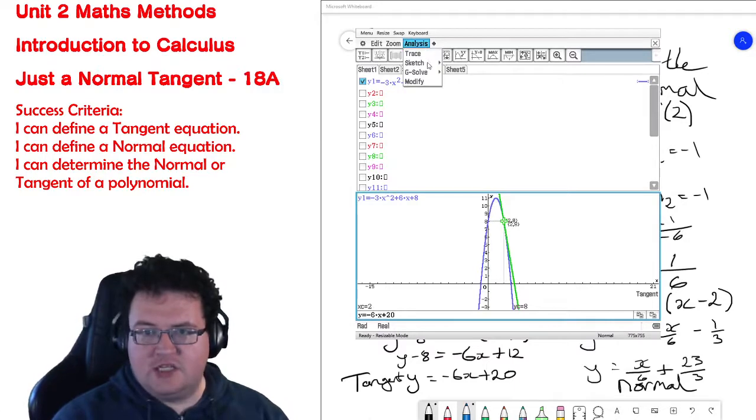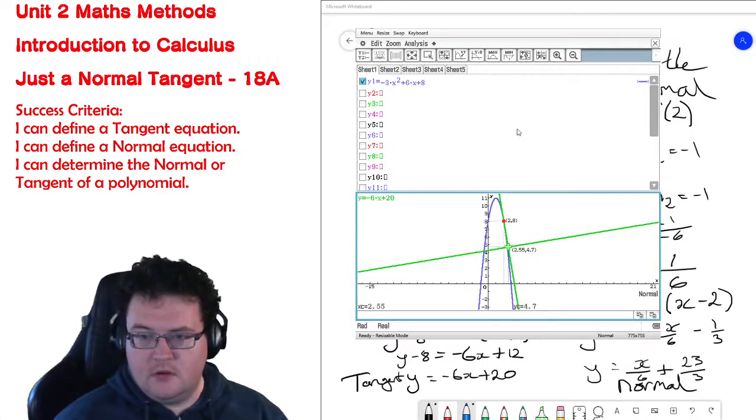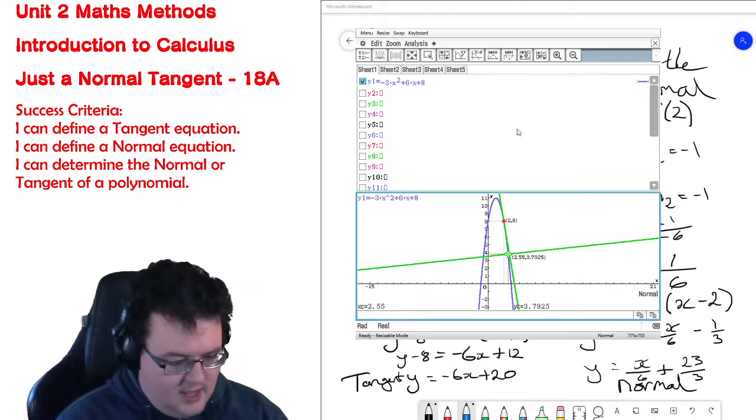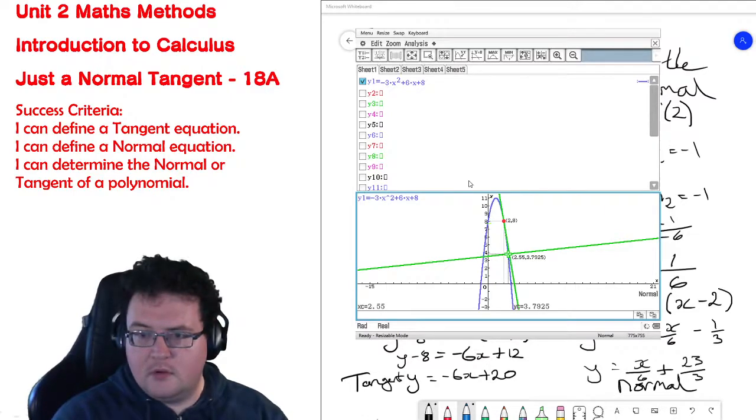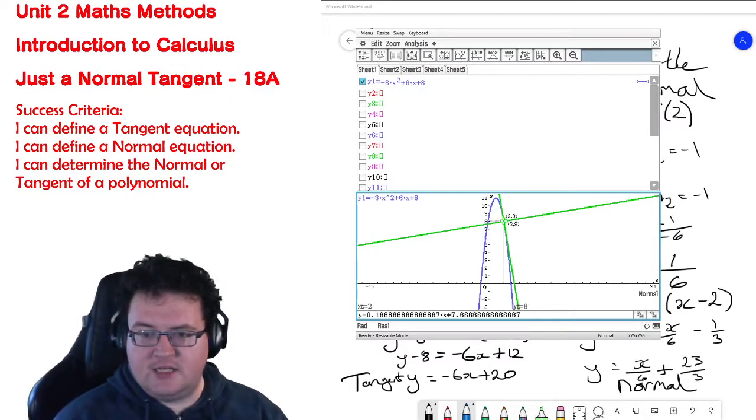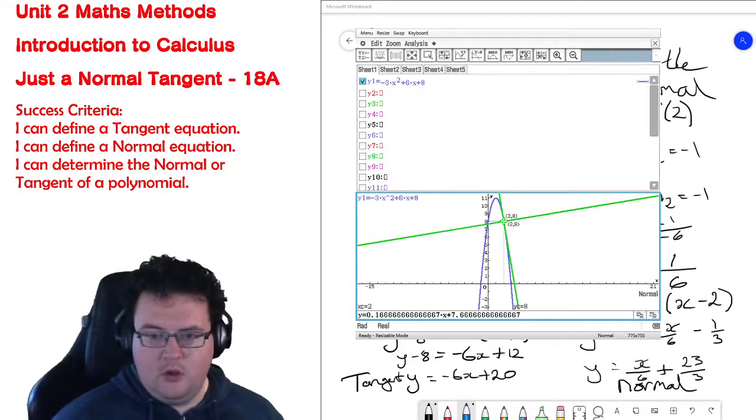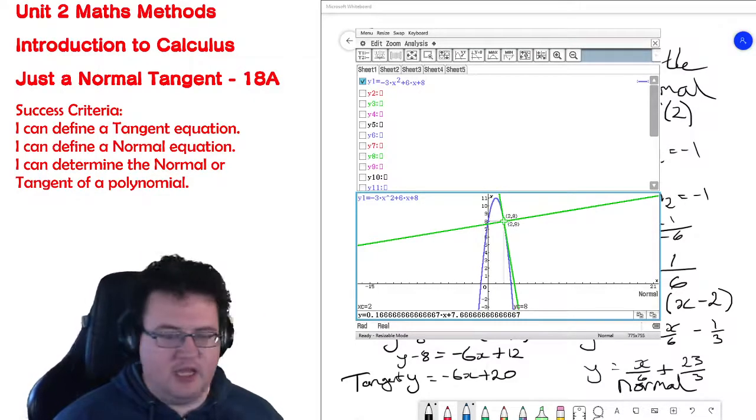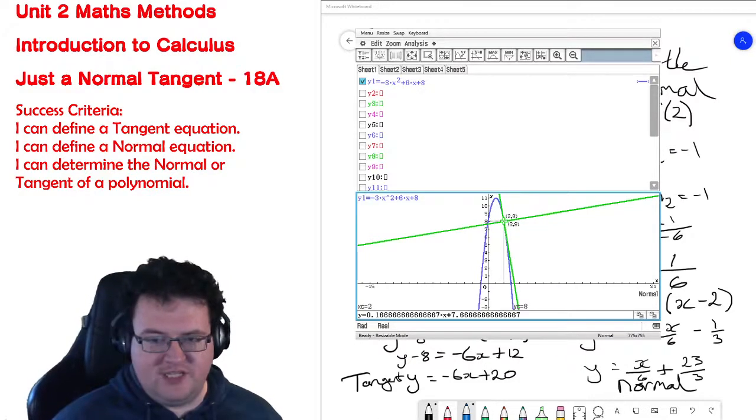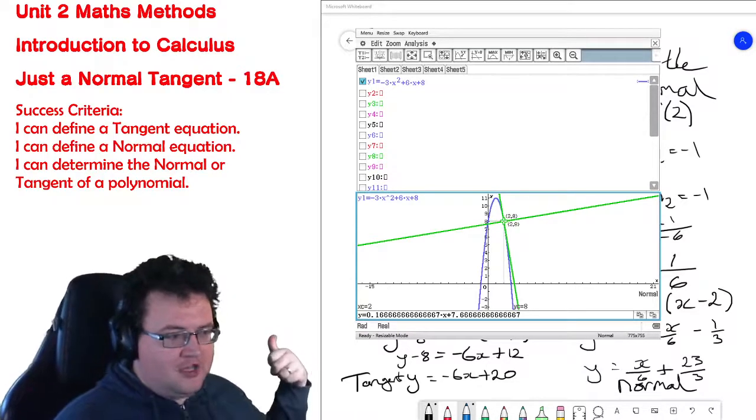I can then go analysis, sketch, normal, and then do the same thing at x equals 2. Enter, and it tells me it is that, which, if you remember what your fractions look like, 0.166666 is 1 over 6, and 7.666667 is 7 2/3. Oh, would you look at that?